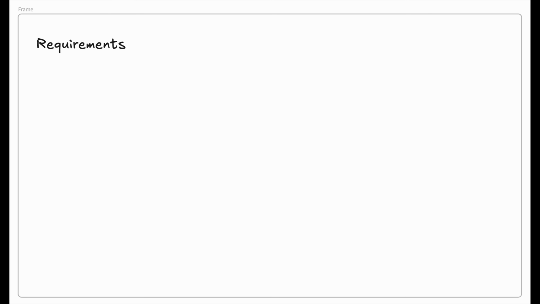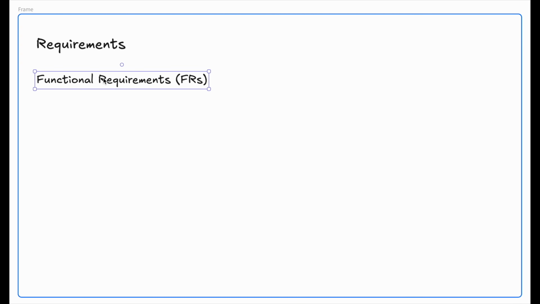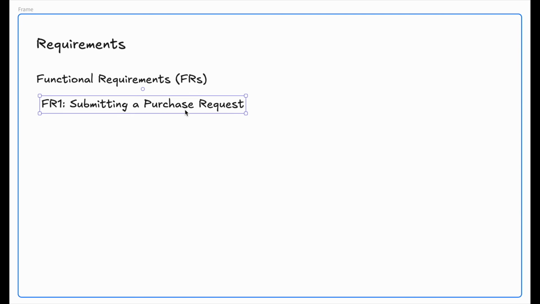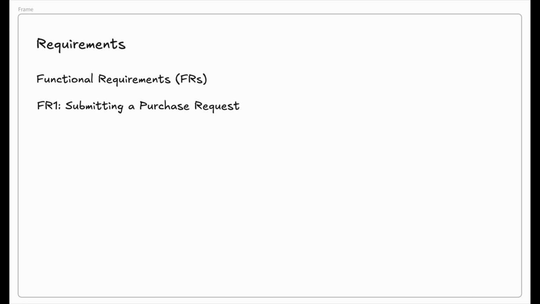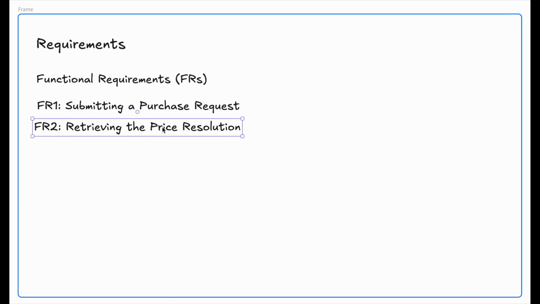Now, with the introduction done, let's walk through the core requirements, starting with the functional side. Functional requirement number 1, submitting a purchase request. As a user, I want to request a book by providing the title, my shipping and payment information, and the maximum price I'm willing to pay. This kicks off the entire resolution flow in the backend.